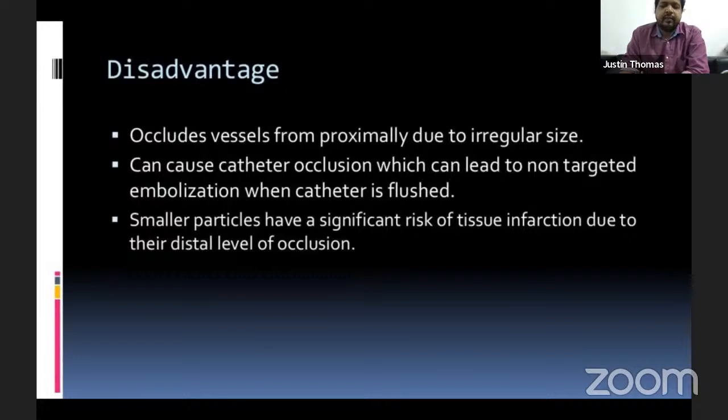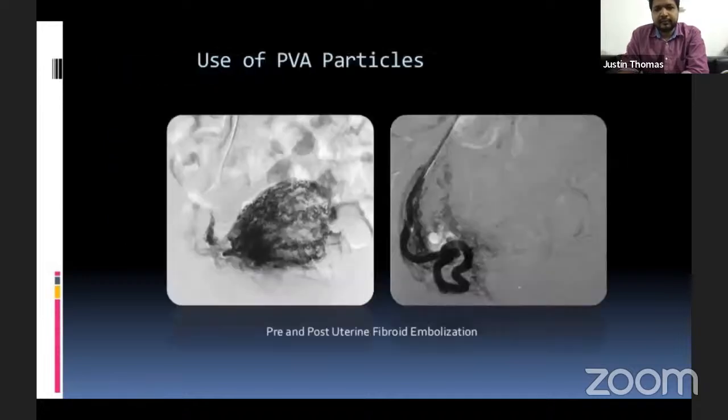So it can also occlude the proximal vessel due to irregular shape, and if it causes catheter occlusion, it can lead to non-target embolization. If small particles less than 100 microns are used, there is a significant risk of infarction due to distal vessel occlusion. This is how PVA particles are injected in a case of uterine fibroid.